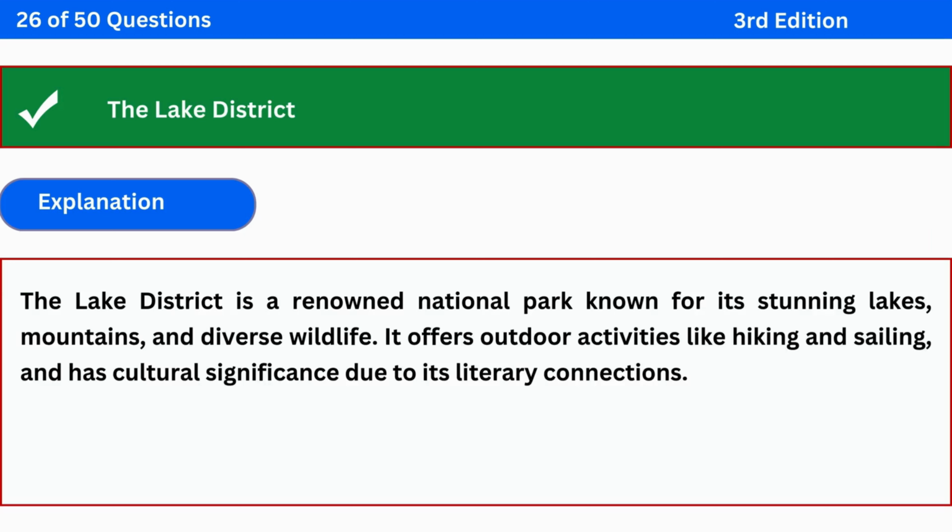The correct answer is the Lake District. Explanation: The Lake District is a renowned national park known for its stunning lakes, mountains, and diverse wildlife. It offers outdoor activities like hiking and sailing, and has cultural significance due to its literary connections.